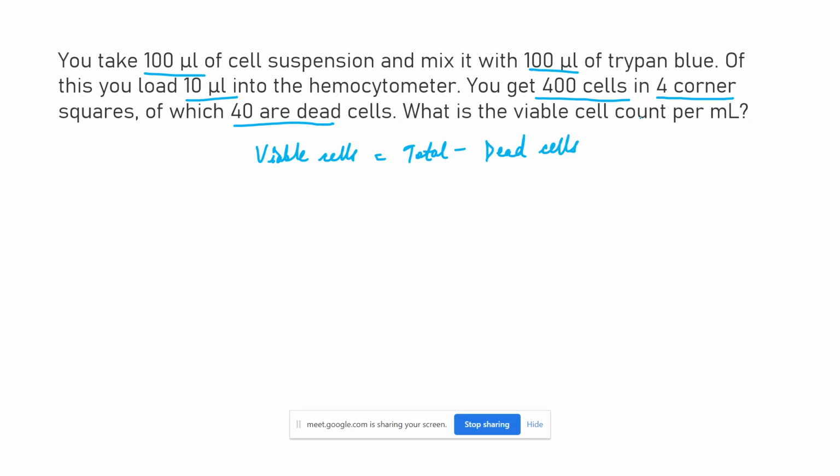So I'll wait for 2 minutes. You can try solving the question and write the answer in the chat box, and then I'll explain how it is solved. So I'll just wait for a minute or two.